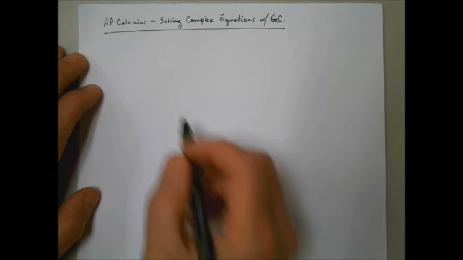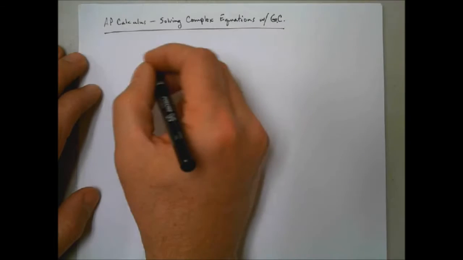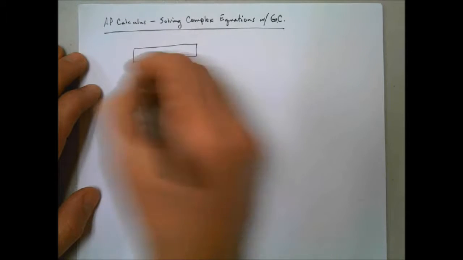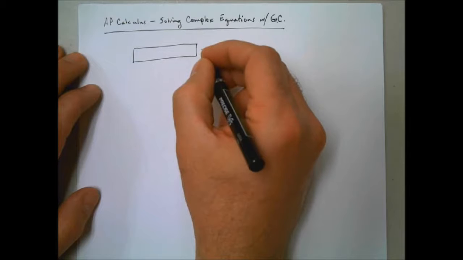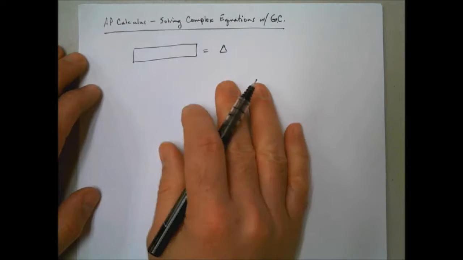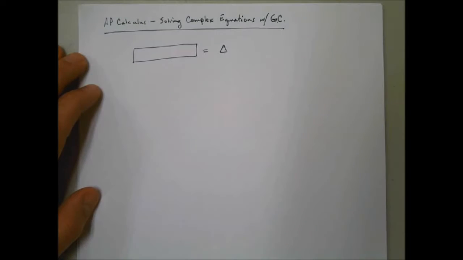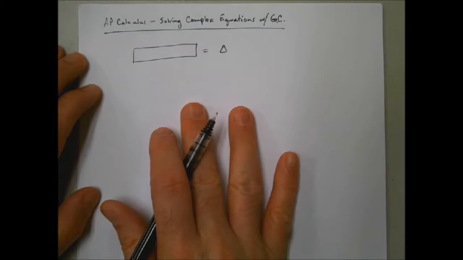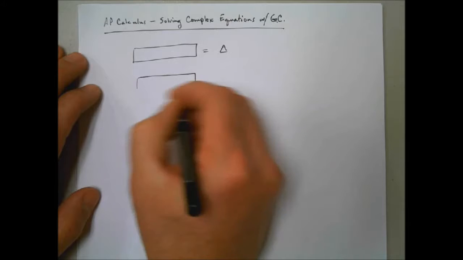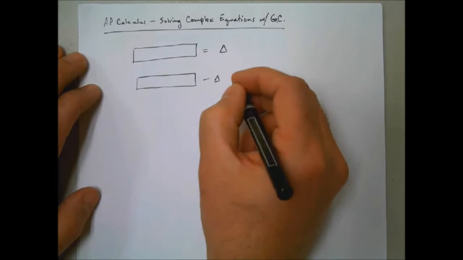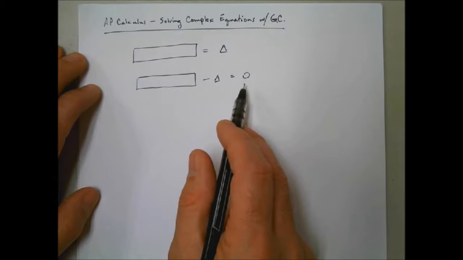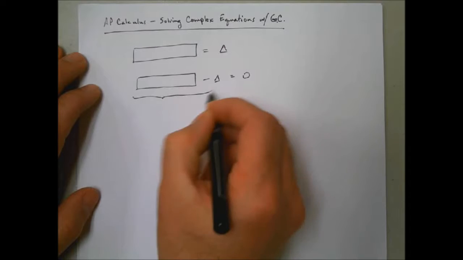Okay, so let's say you have some sort of complex equation, and I'm just talking general terms here at first. Let's say we have something here on the left equals something here on the right. What you want to do is get 0 on one side, whatever side makes it easier. So let's say we move the triangle over, so minus the triangle equals 0. So you get 0 on one side, and the stuff that you have on this side.